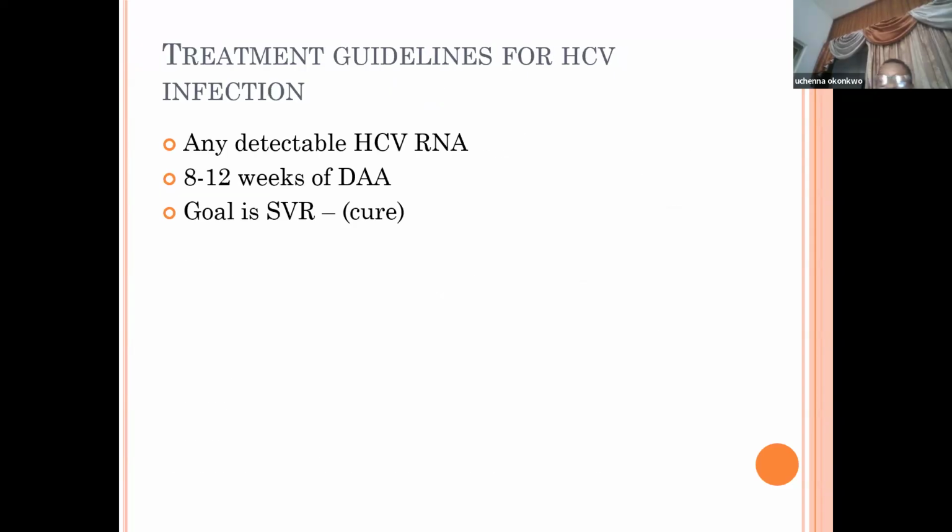Can we move on, please? For hepatitis C virus, treatment is very simple and straightforward. Once anybody has the antibody, which signifies a previous exposure, and any detectable HCV RNA, they should be started on treatment. And treatment is usually an 8 to 12-week course of directly acting antivirals. The aim is to cure, to achieve sustained virological response at least 6 months after therapy, and that signifies cure for this virus.